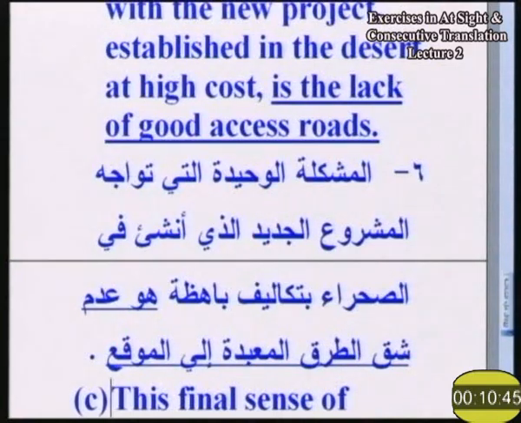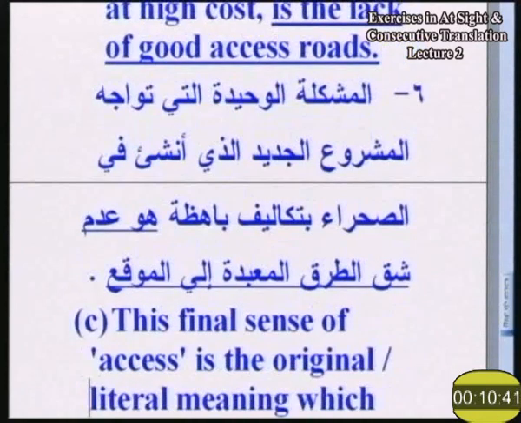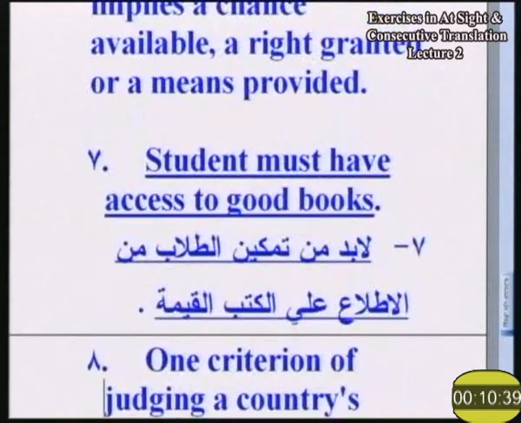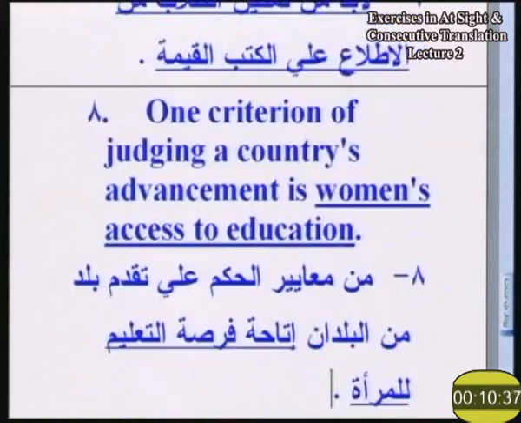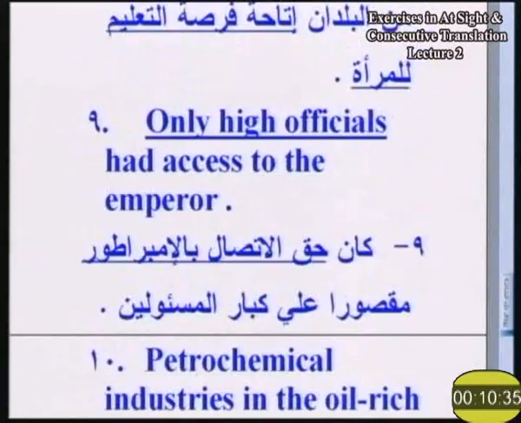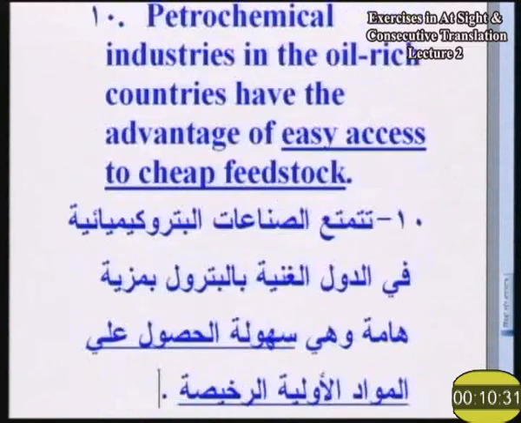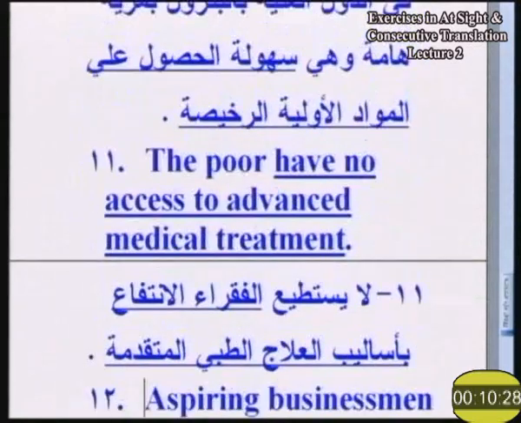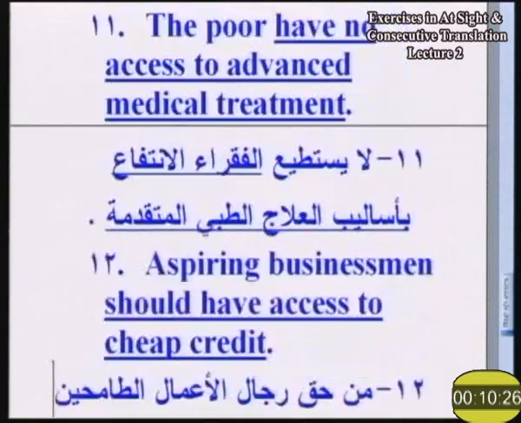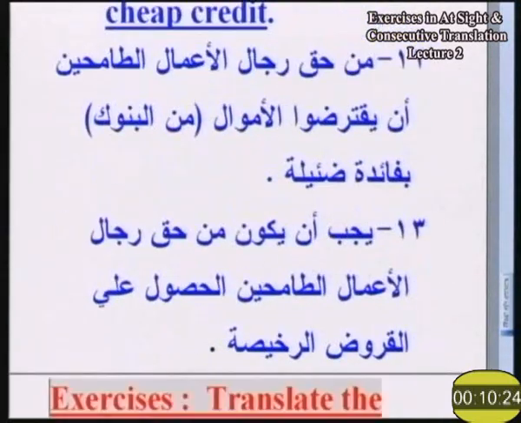In sentence number 6 it's the only one so far which is using a nominal sentence. المشكلة الوحيدة. لا بد من تمكين الطلاب, again, من معايير الحكم. كان حق الاتصال. This is number 9. تتمتع الصناعات البتروكيميائية. The poor have no access. لا يستطيع الفقراء. يجب أن يكون من حق رجال الأعمال الحصول على القروض الرخيصة.